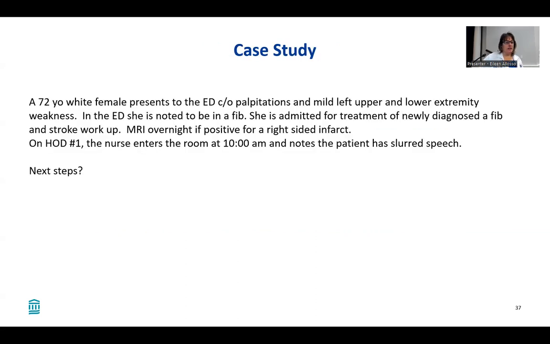So we have a 72-year-old white female who presents to the ED complaining of palpitations and mild left upper and lower extremity weakness. In the ED, she's noted to be in AFib. Admitted for newly diagnosed AFib and a stroke workup. Her MRI overnight is positive for a right-sided infarct. Next morning, you come into the room around 10 o'clock, and now you notice the patient has slurred speech. What are you going to do next?